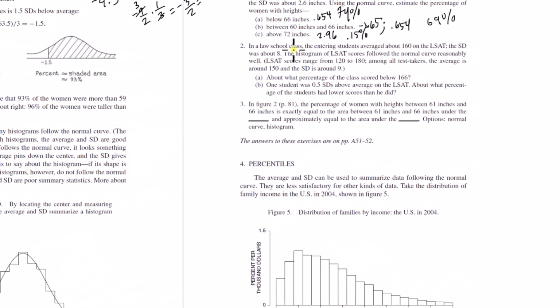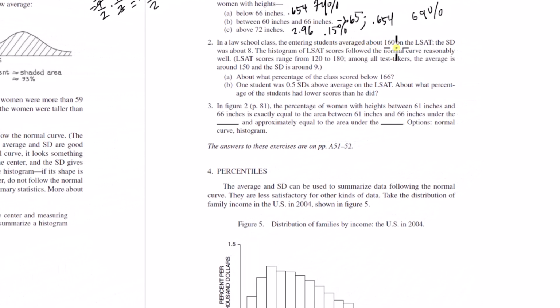In a law school class, the entering students averaged about 160 on the LSAT. The standard deviation was about 8. The histogram of LSAT scores followed the normal curve reasonably well. LSAT scores range from 120 to 180 among all test takers. The average is around 150, and the standard deviation is around 9. Okay, so what they're telling us here is in general how LSAT scores are distributed. If we were going to some random class and wanted to guess what percentage of the class would score below this, we would use these general statistics here.